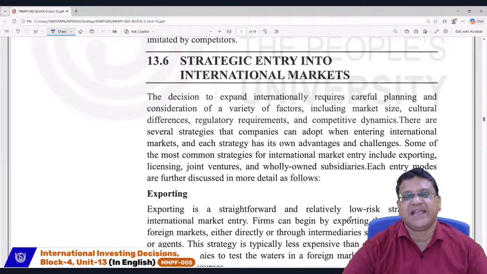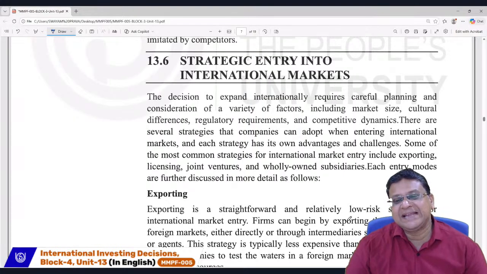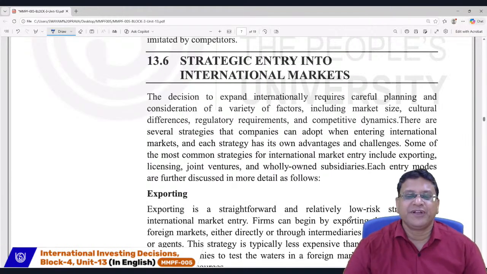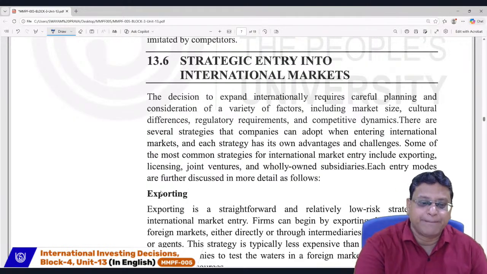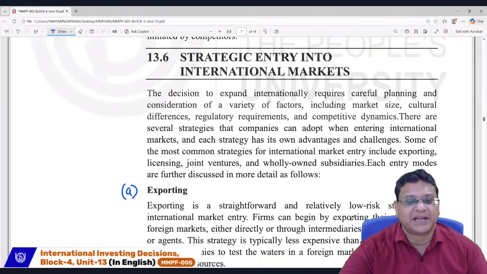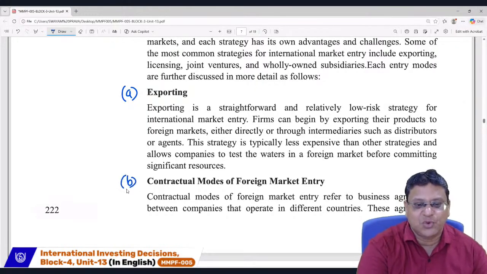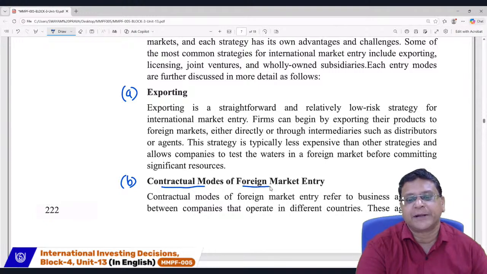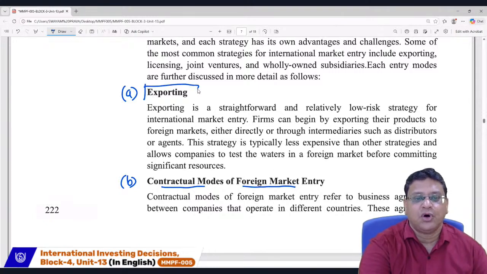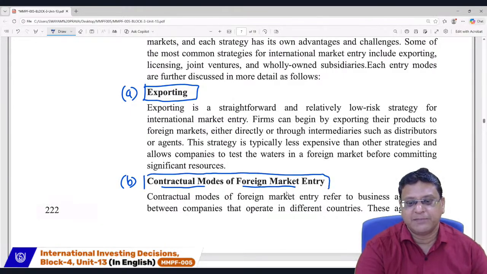Next, strategic entry into international markets. Now we will discuss what the entry modes are, how an MNC will enter into a foreign market. There are different ways of entry. The first way is exporting. This is the most common way of entry into the international market. There are 2 important modes: exporting and contractual modes of foreign market entry.